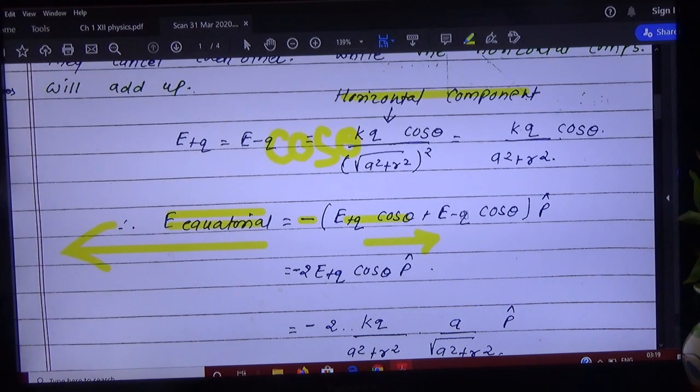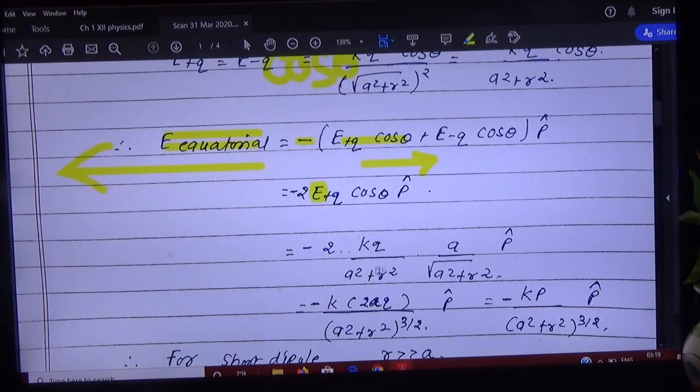Just add both of these terms, E due to plus q, E due to minus q, they both are the same, so it becomes twice. Just substitute the value of E plus q here. So if you substitute the values from the above equation, it is 2kq a square plus r square. Remember this square root term, if you square it, it becomes a square plus r square. 1 by 2 into 2, so it simply becomes a square plus r square. And this thing here is because of the cos theta. Cos theta is adjacent side a and hypotenuse was square root of a square plus r square.